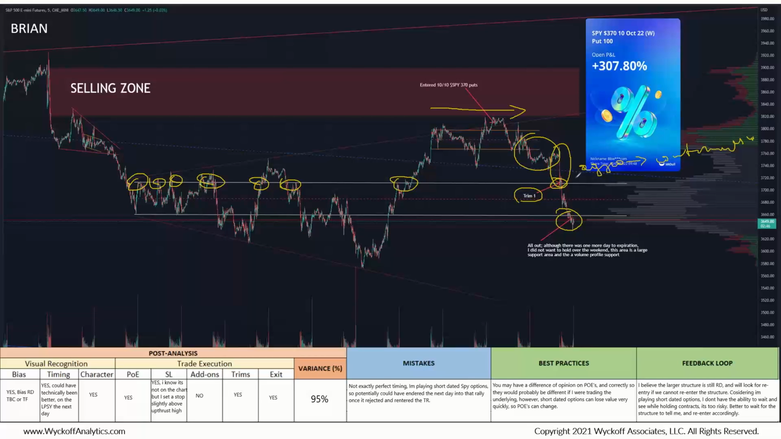And the premium on the weeklies collapses much faster. I mean, imagine the day of the expiration, the day before the expiration. Time is of the essence. So I like this stream, and I like the exit here as well.